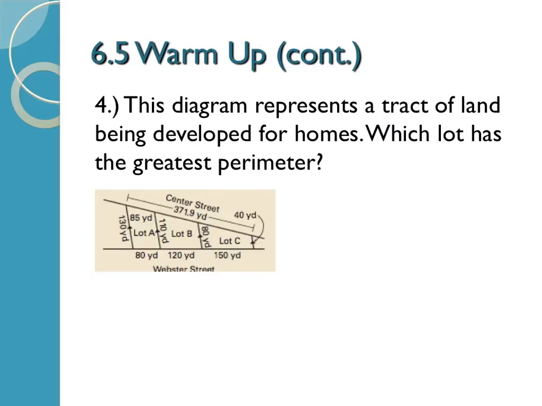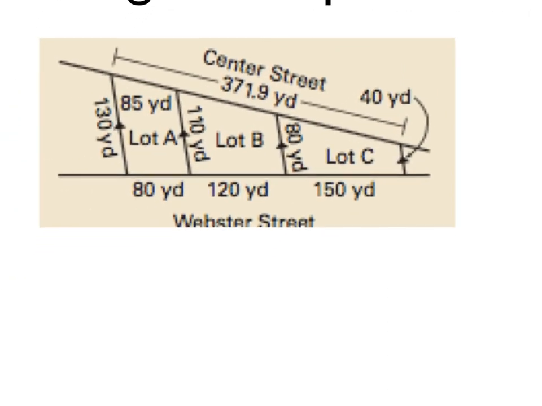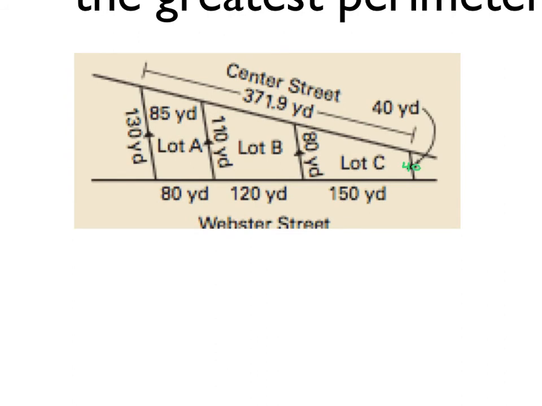And then this last question said, the diagram represents a tract of land being developed for homes. Which lot has the greatest perimeter? So if there's 3 lots there, you would need to know all 4 sides on each of them. So this is 40, that one's given to you. This is 80, that's 10, that's 130. All the vertical sort of ones are given to you. And then the bottom, 80, 20, 150 is given to you. What you don't know is the stuff at the top.